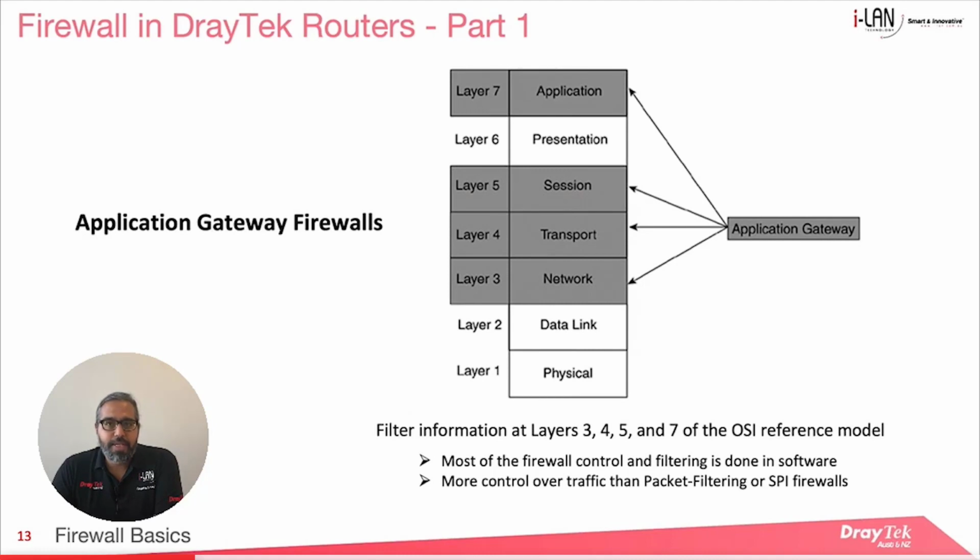And the last category is application gateway firewalls, or AGFs, which are commonly called proxy firewalls. These filter information at layer 3, 4, 5, and 7 of the OSI reference model. Since AGFs process information at the application layer, most of the firewall control and filtering is done in software, which provides much more control over traffic than packet filtering or stateful firewalls.